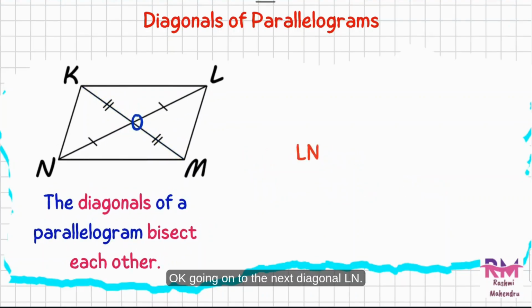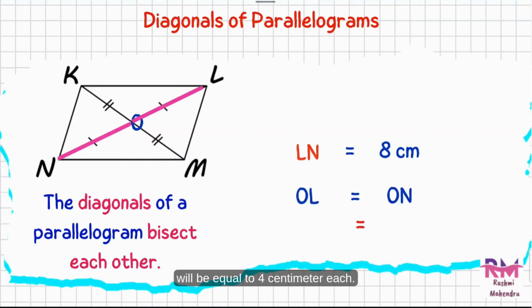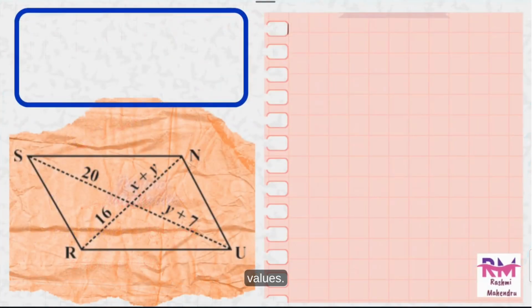Okay, going on to the next diagonal, LN. Let's say the other diagonal is getting divided at O in two parts, ON and OL. Let's say LN is equal to 8 centimeters. Then the value of OL and ON will be equal to 4 centimeters each. Let's put this knowledge to practice and find the missing values.